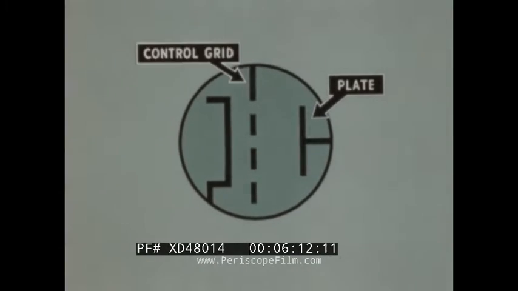The three principal elements of a vacuum tube are the plate or anode, the control grid, and cathode. The filament is used only to heat the cathode.